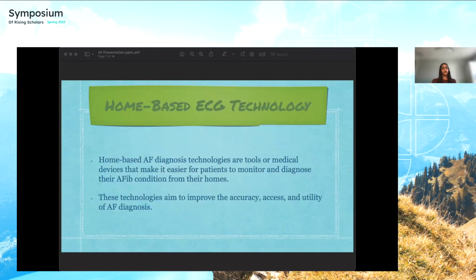Now that I've shared some background information on the mechanics, prevalence, symptoms, and hospital diagnosis process for atrial fibrillation, let's now dive into the home-based technologies I compared in my review paper. First, I'll define what home-based means. Home-based AF diagnosis technologies make it easier for patients to monitor and diagnose their AF condition from their homes. The main aim of these technologies is to improve the accuracy, access, and ease of AF diagnosis for patients.